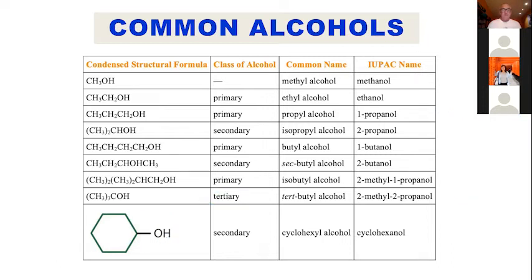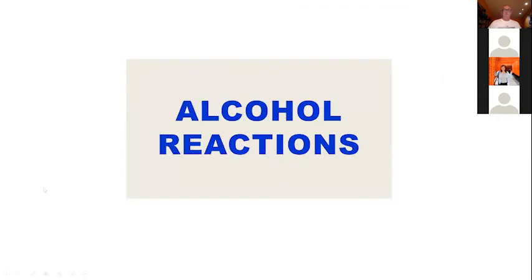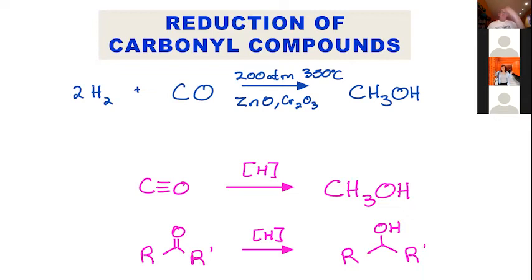So let's look at some of the reactions that these alcohols are involved in. Now there's a couple that produce alcohols, and we call those reductions. Reductions basically meaning it reduces the amount that carbon is bound to oxygen. And the most common one is when we have carbon monoxide.